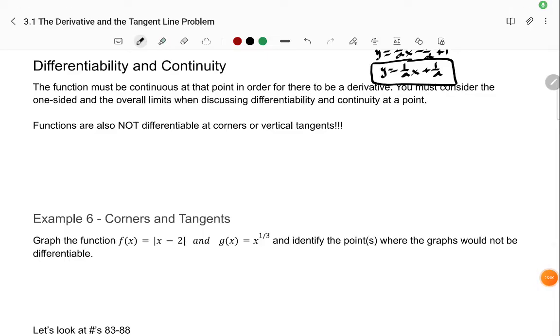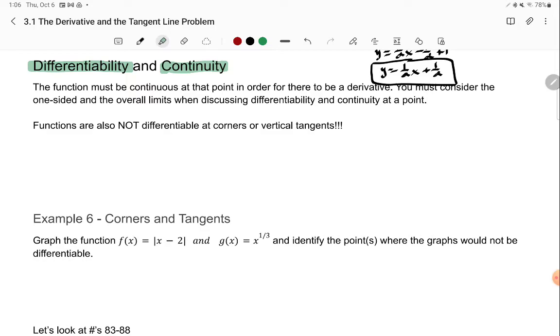All right, so looking at this, if a function is differentiable, then that would imply that it's also continuous. But if it's continuous, that does not imply that it's differentiable. It doesn't work the same way, right?